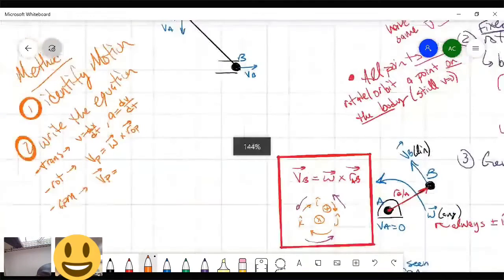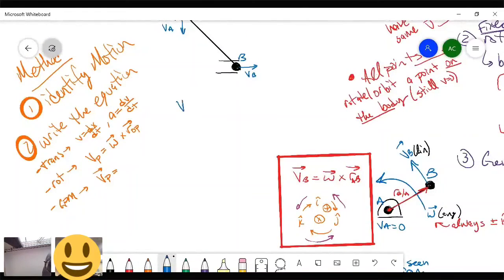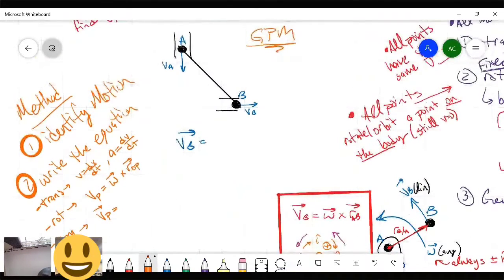So let me do a direct parallel. It's going to be written like this, VB, because that's what they're asking you for. They want the acceleration of B, but you got to find the velocity of B. The velocity of the point is going to be the translation of the object. Now, here's the thing. The translation of the object is going to be seen as the translation of another point. That's all you got to do. So look at the translation of another point and then add them together.